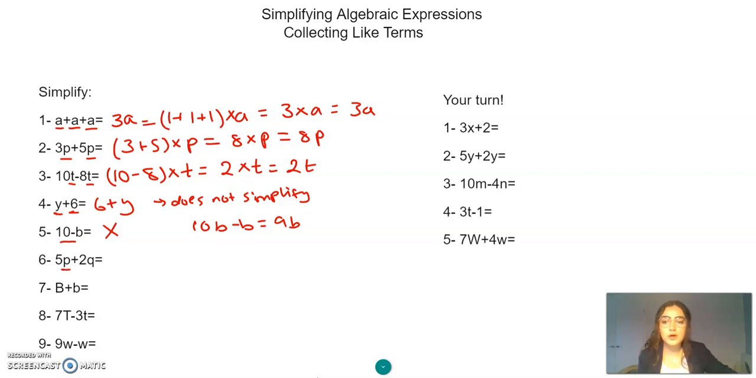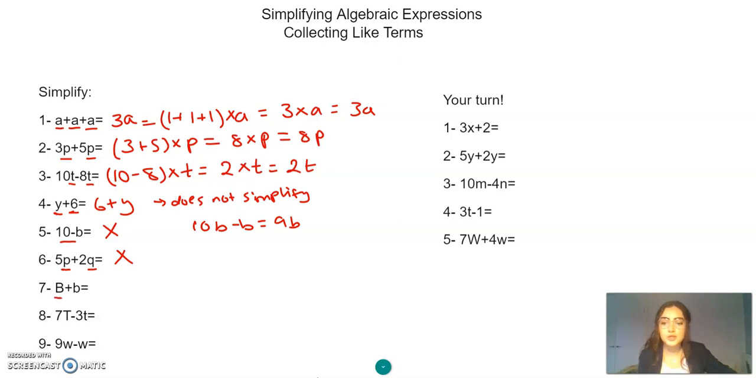So next one, we have 5p plus 2q. These, you can clearly see, are different terms, so we cannot simplify this. So you have to be very careful when it comes to your letters. You have to underline everything. It makes it so much more clear to just annotate as much as you possibly can, write as much as you can. It really helps your train of thought and it will prevent mistakes.